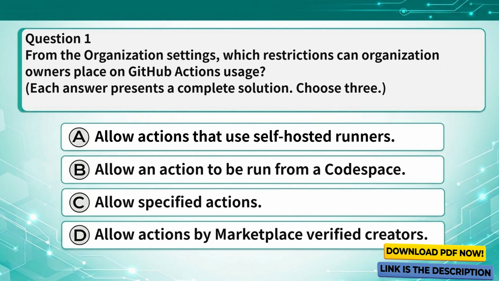Question number 1. From the organization settings, which restrictions can organization owners place on GitHub Actions usage? Each answer presents a complete solution. Choose 3. A. Allow actions that use self-hosted runners. B. Allow an action to be run from a codespace. C. Allow specified actions. D. Allow actions by marketplace verified creators.